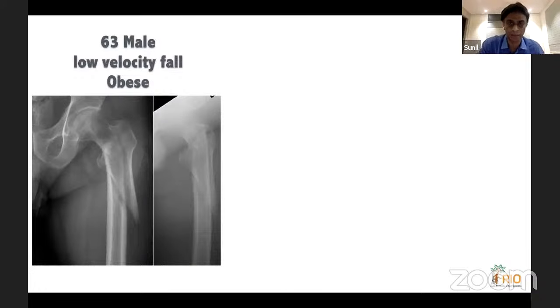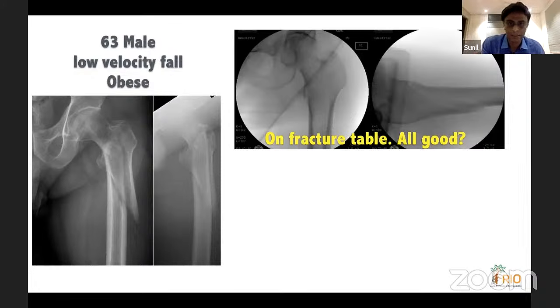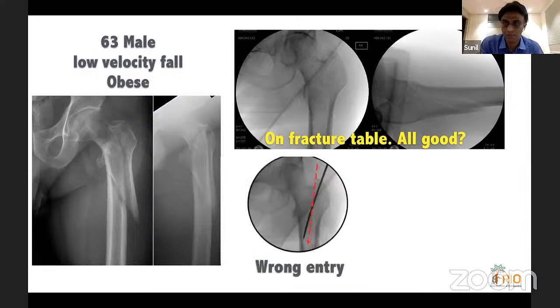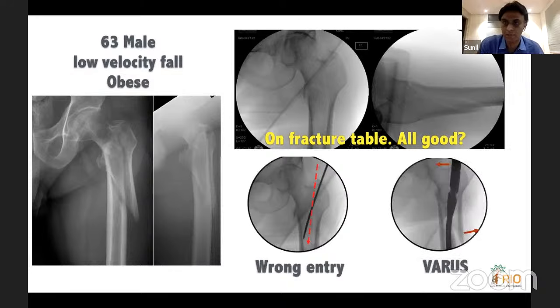If you look at this case, a 63-year-old male who had a low velocity fall, obese, you can see the spiral fracture pattern. This is how it looks on the fracture table. It looks like a pretty good reduction on both planes. But once you start nailing it, it drifts. This is because the entry point is wrong here, as you can see. So even if you have a good reduction, unless you have your entry point right, and you use a nail of an appropriate proximal angle, you can still drift the fracture into varus.